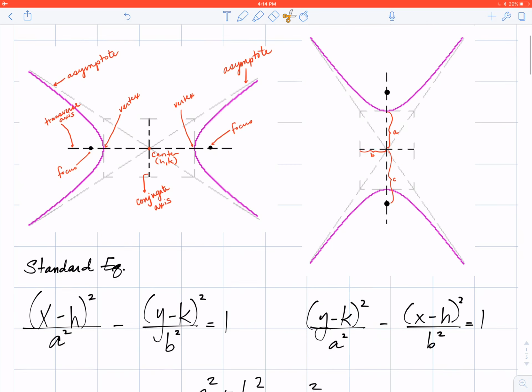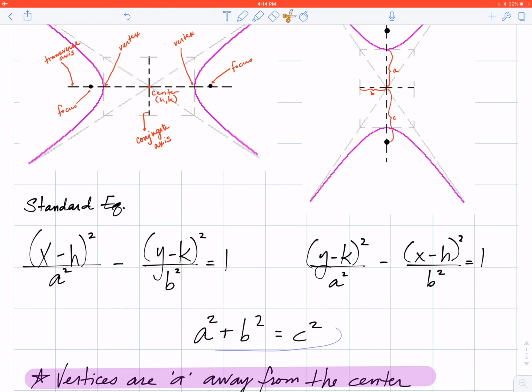The last thing to point out is another one of these small equations: a squared plus b squared equals c squared. And again, just like with the ellipse, I call this guy the little dude. And the only time that we ever use little dude is when I need to work with the focus points.